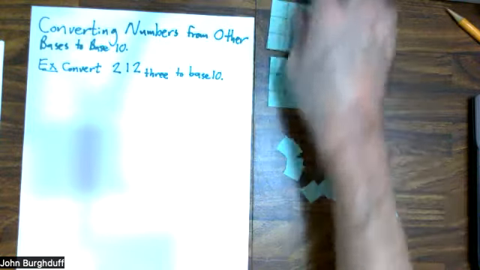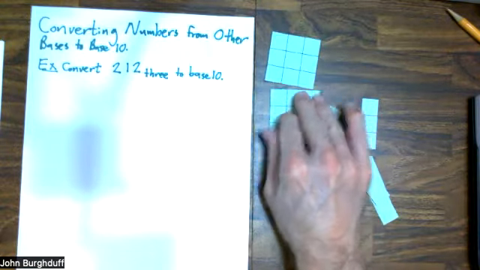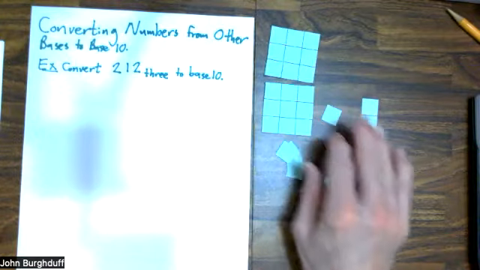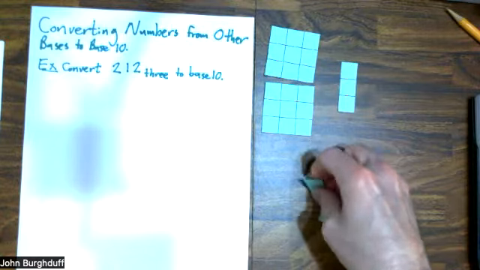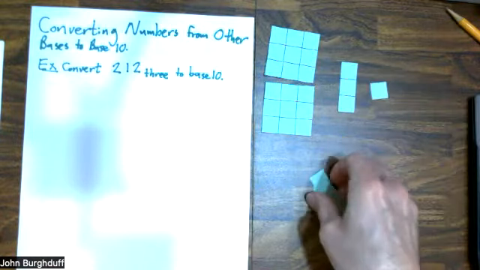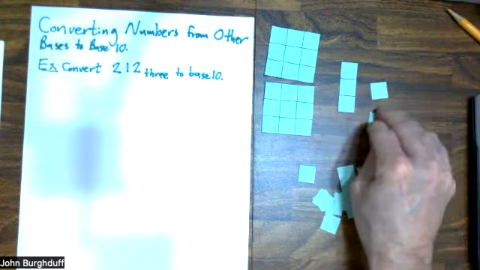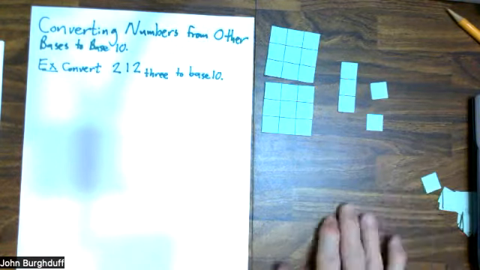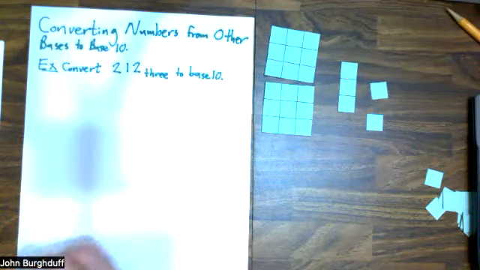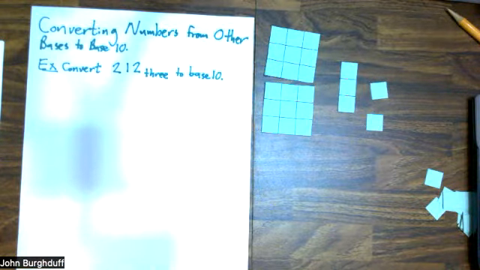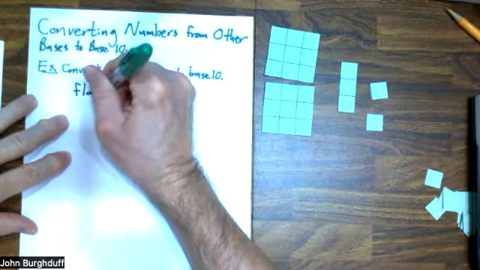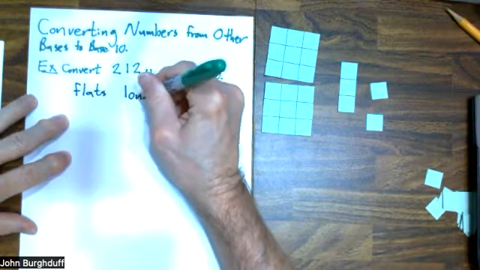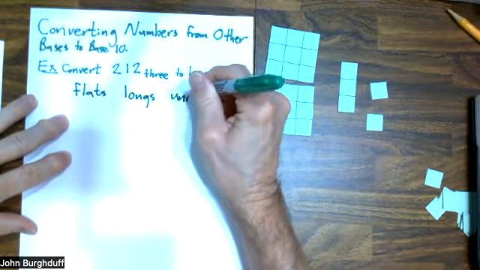So 212 in base 3 would imply that you would have 2 flats, 1 long, and 2 units. So this is a representation of the number 212 in base 3. Let's write that in a chart where we emphasize the flats, longs, and units like this. So we have some flats, we have some longs, and we have some units.